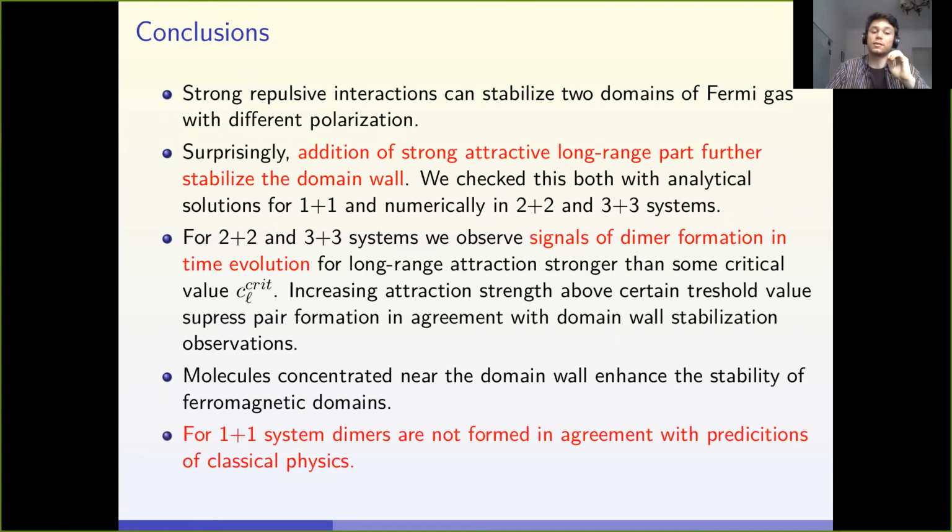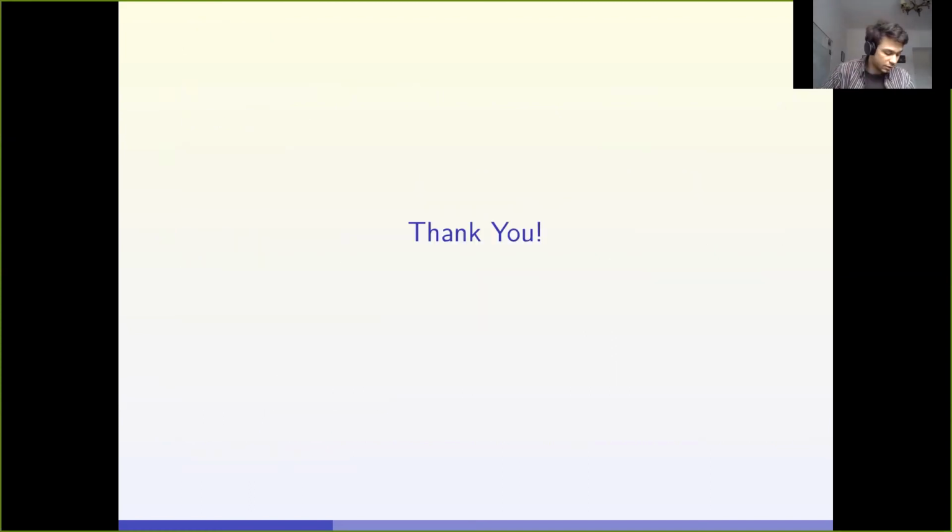And the last thing regards the classical physics. So in 1+1 systems, the dimers are not formed. So our quantum mechanical understanding is somehow aligned with the classical conservation laws. Okay. So thank you very much. Now, if you have some comments or questions, I'm ready to answer them.